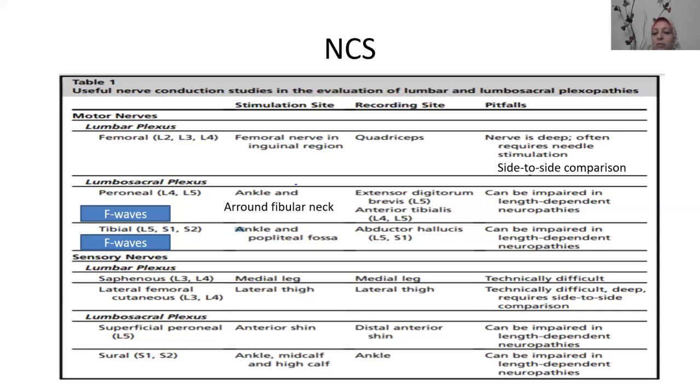The femoral nerve is deep, and stimulation is annoying for the patient, and it needs to be compared to the other side. The saphenous nerve also, as we mentioned, is technically difficult and may be absent in a normal old patient. And the lateral cutaneous nerve of the thigh, especially in obese patients, will usually be absent, so it will add no additional information if it is absent bilaterally.